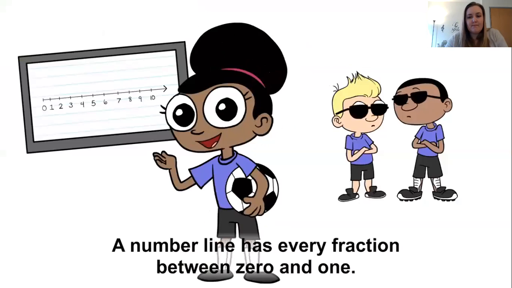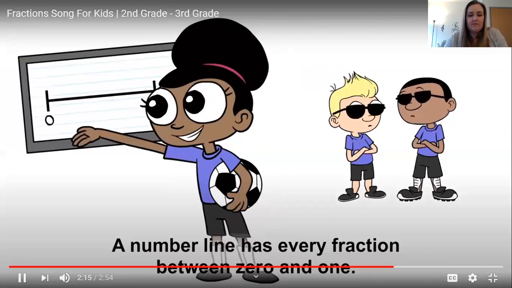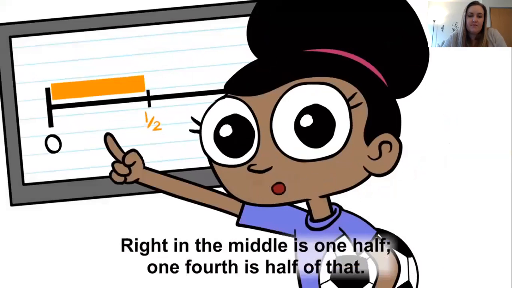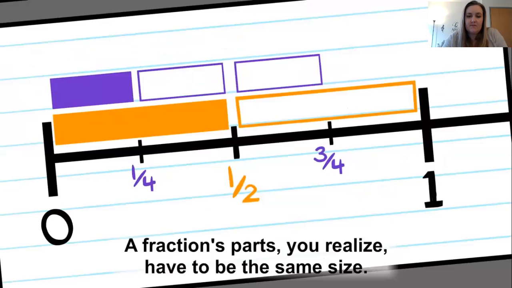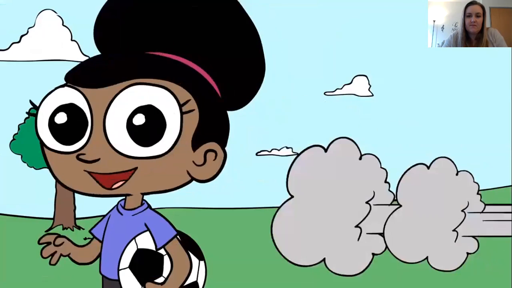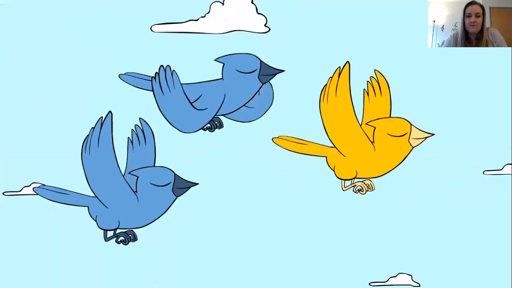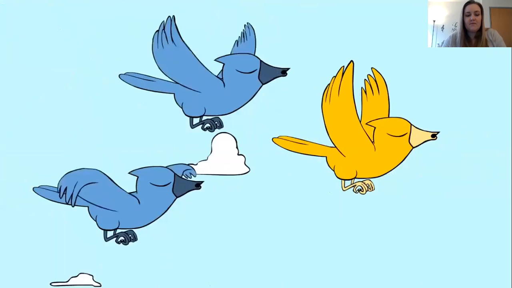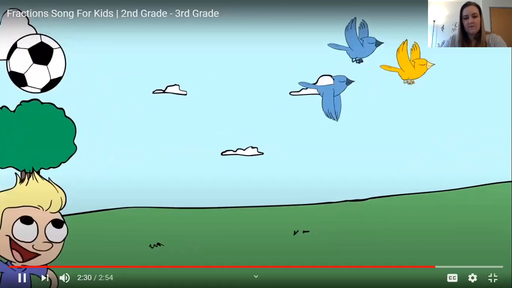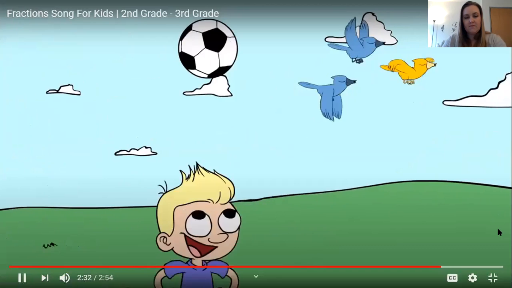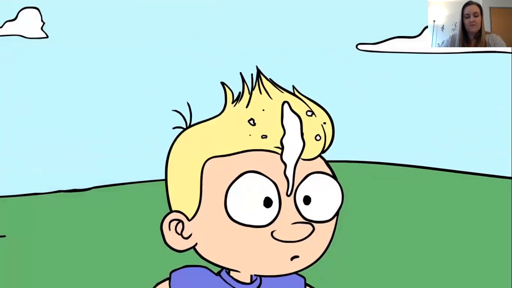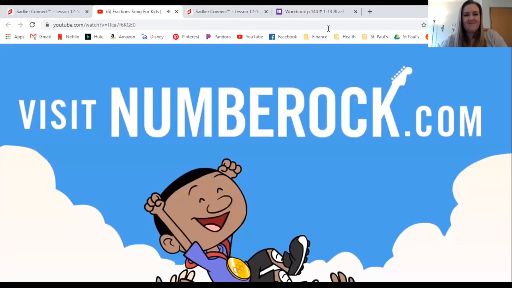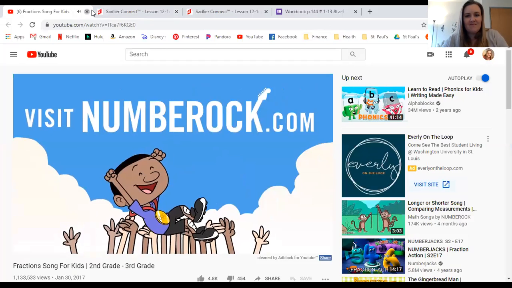A number line is every fraction between 0 and 1. Right in the middle is 1/2, and 1/4 is half of that. A fraction's parts, you realize, have to be the same size. Hey, we're late for the game. Hate to leave you guys. Visit numberrock.com for exclusive content, lesson materials.